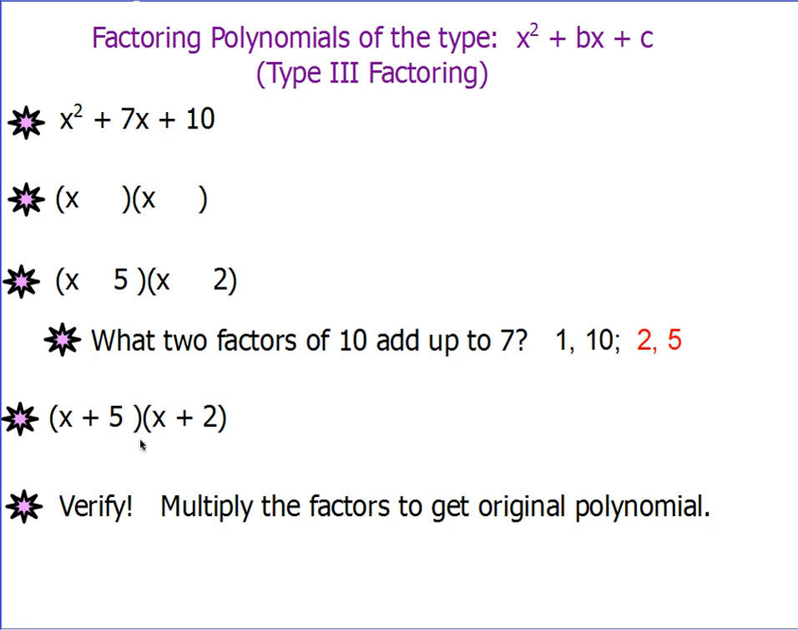You can verify these factors very easily. You just multiply back and see if you get that original polynomial. I'll talk through the FOIL method here. My first terms are x times x, which gives me x squared. Then I do my outsides, 2 times x, plus my insides, 5 times x. 2x plus 5x gives me 7x. And then my last terms, 5 times 2, gives me 10. So I know I've got the correct factoring.